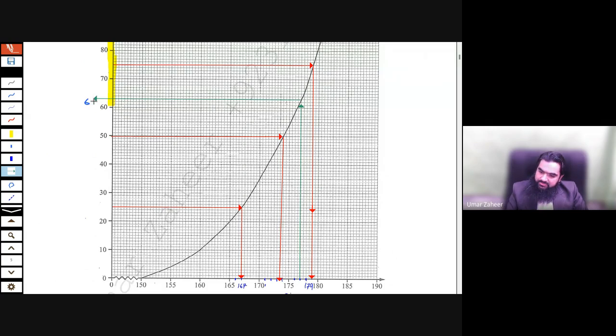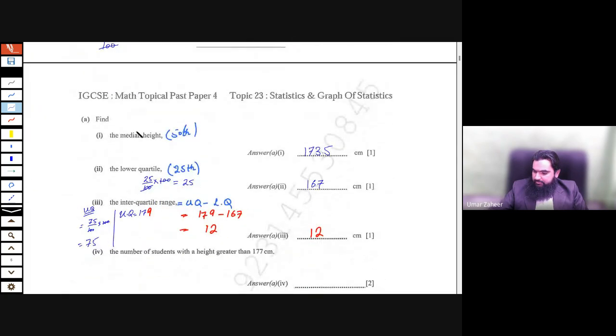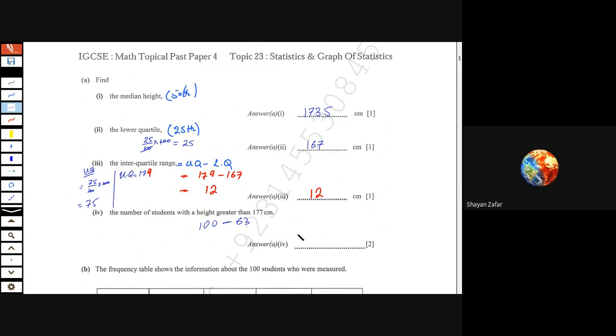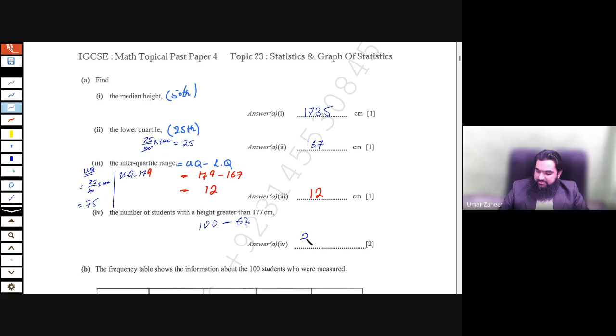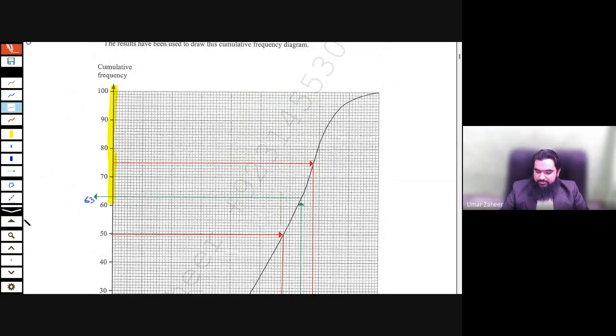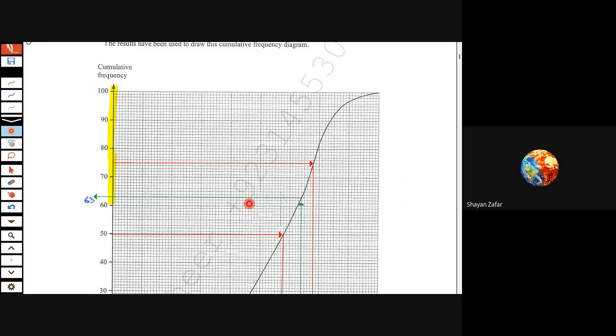It's not 162, it's 160, and the value is 63. The total is 100, so we have to subtract 63. 100 minus 63 is 37. All right, because he says more values, the values greater than this one are going to be in the upper portion.